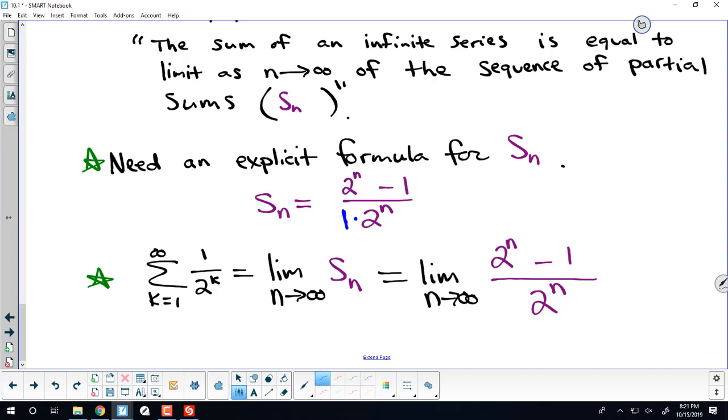So, let's just write that as an intermediate step. That's equivalent to the limit as n approaches infinity of 2 to the n over 2 to the n, which is equal to 1.